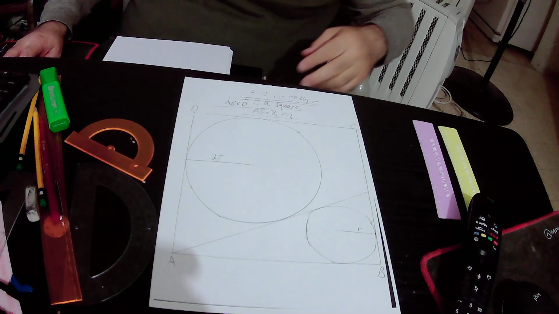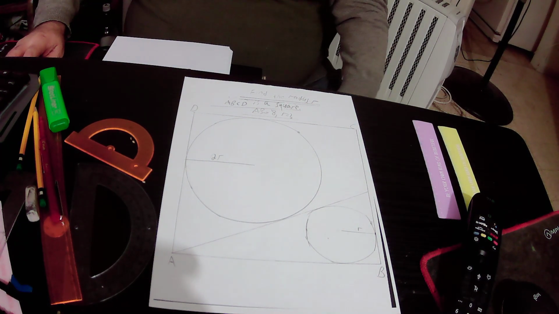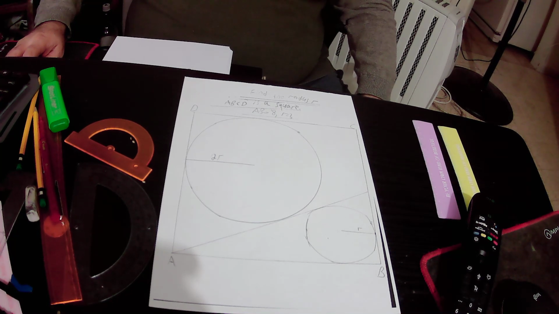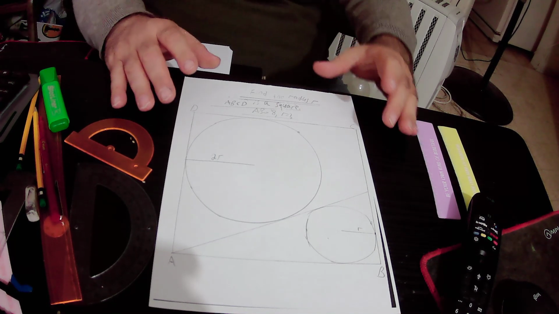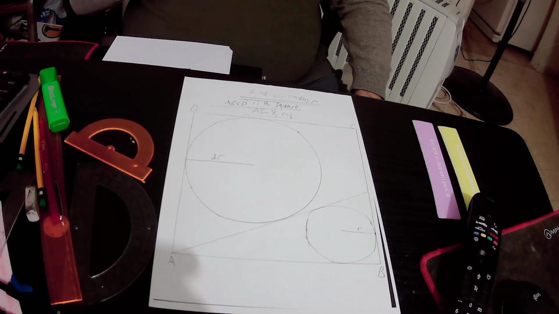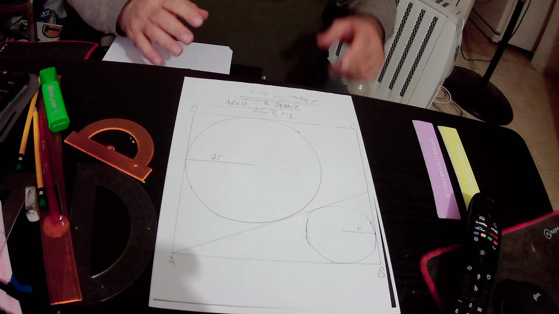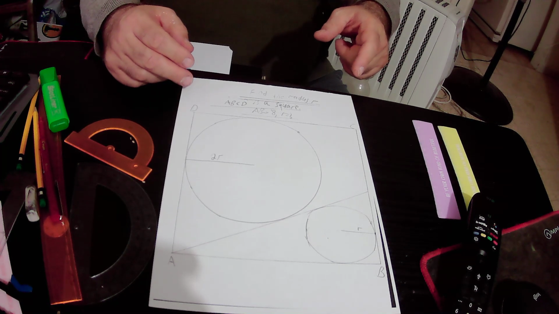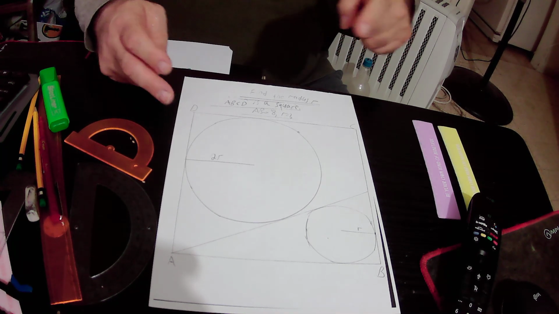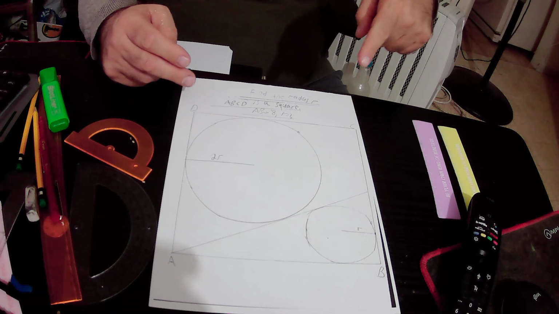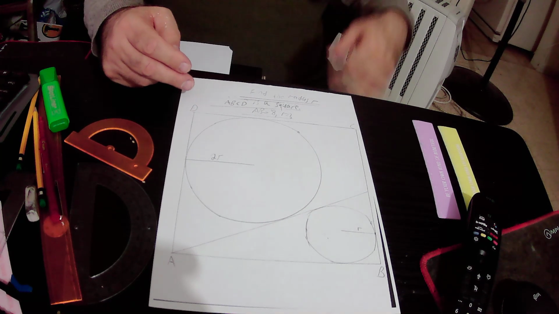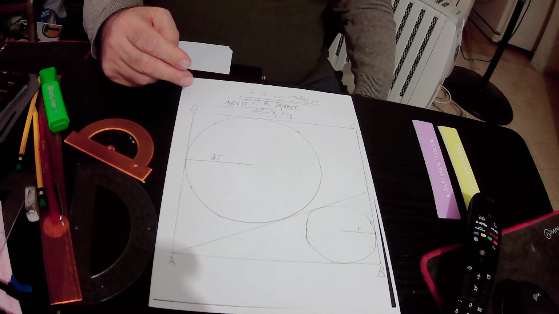Hello, in this lecture we will find the radius of the small circle. In the drawing we have square ABCD, and we know that the size of one side of square ABCD is 8 units. AB equals AC equals DC equals AD equals 8 units.